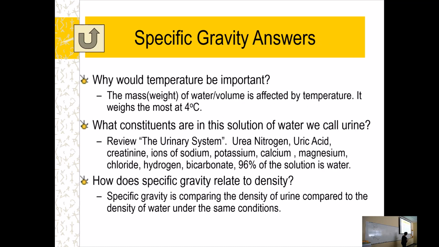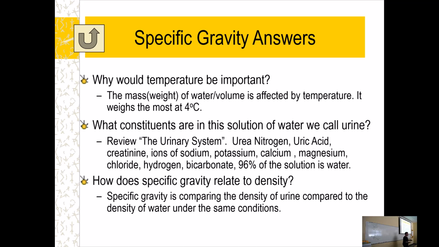Okay, we're going to kind of buzz through that. So the mass, weight of the volume is affected by temperature. What constitutes, if you look back at the urine system, urea, nitrogen, uric acid, and all these other products there. How does specific gravity relate to density? It's comparing the density of urine compared to the density of water on the same conditions.